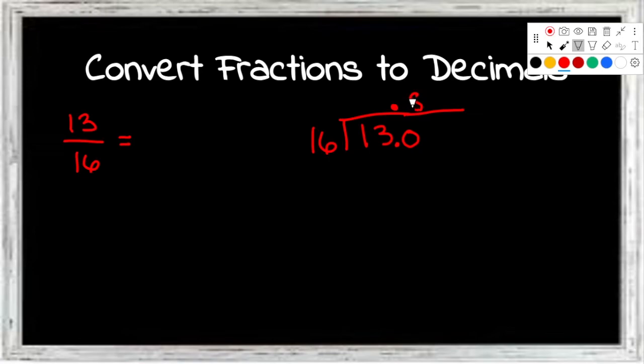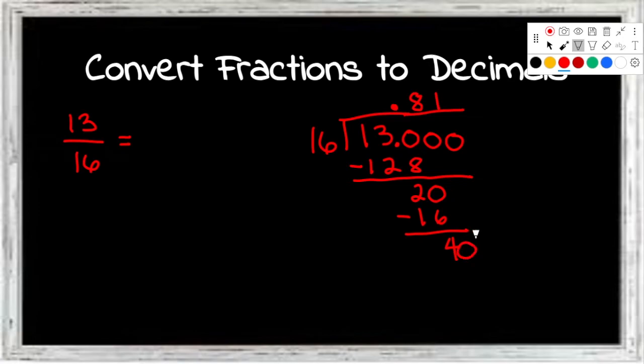That is 8. 8 times 16 is 128, and subtract, we have 2. Then add 0, bring it down. 20 divided by 16 is 1. 1 times 16 is 16, then subtract, this is now 4. Let us see when we add one more 0, if the answer is exact. We have 40 divided by 16 is 2. 2 times 16 is 32, minus, this is now 8.